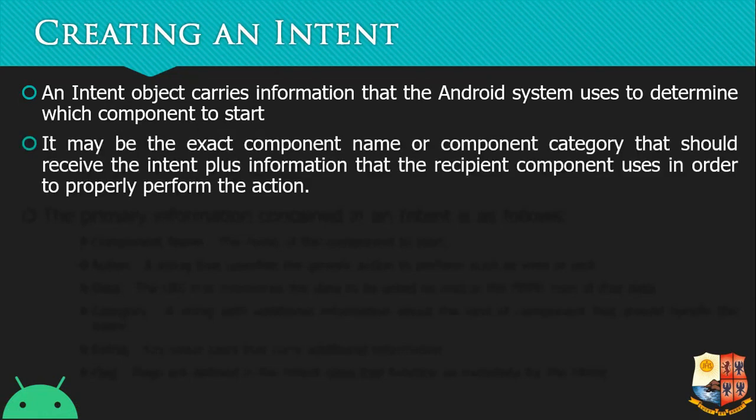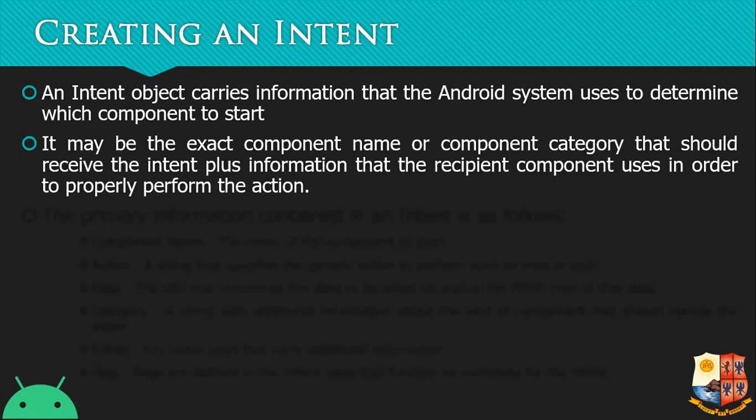It may be the exact component name or a component category. Please note the word. It can be directly saying second activity dot class, or it can say open a URL. When I say second activity dot class, I'm talking about an explicit intent. When I say open this URL, I'm giving you a category, a category of URL. So the recipient component should be able to receive the intent plus the information that it uses in order to properly perform that action.